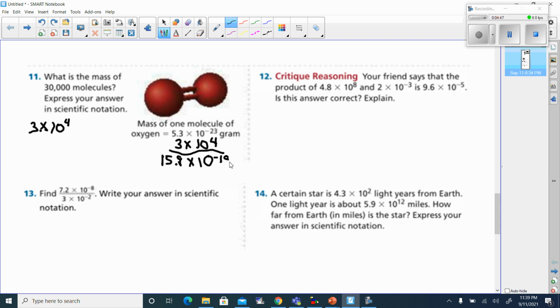But hold on. Let's remember, we can't have our first number bigger than 10. So we're going to have to move the decimal back 1. When we do that, we're going to have to take away one of the powers here, because it's going backwards. This is going to be taking away one of the place movements. So this is now going to be 1.59 times 10 to the negative 18 power.